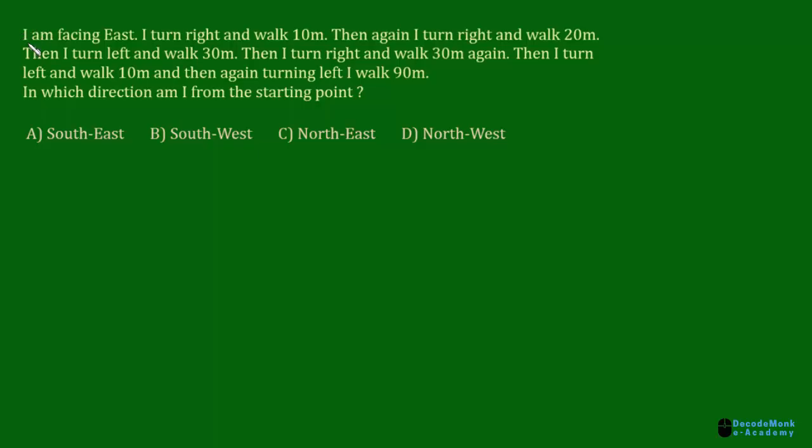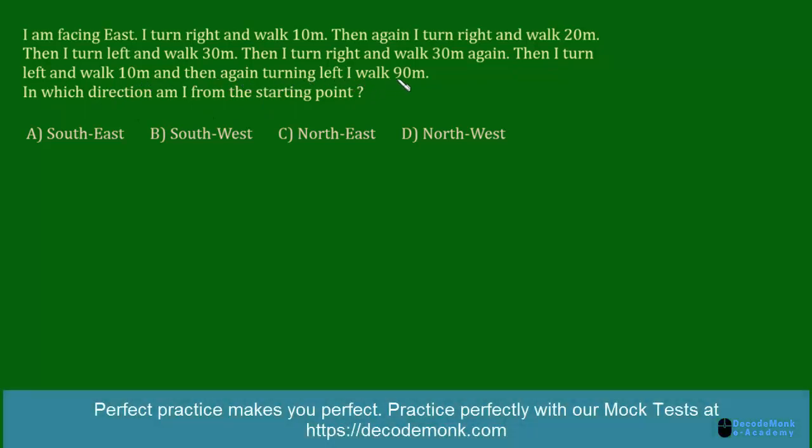The question reads, I am facing east. I turn right and walk 10 meter. Then again I turn right and walk 20 meter. Then I turn left and walk 30 meter. Then I turn right and walk 30 meter again. Then I turn left and walk 10 meter, and then again turning left I walk 90 meter. In which direction am I from the starting point?